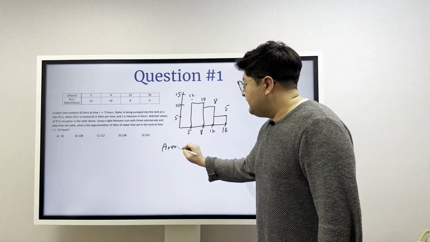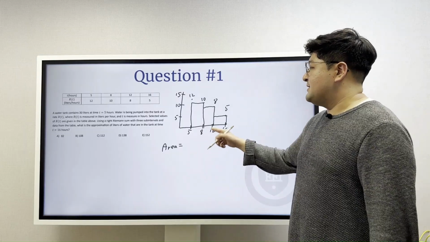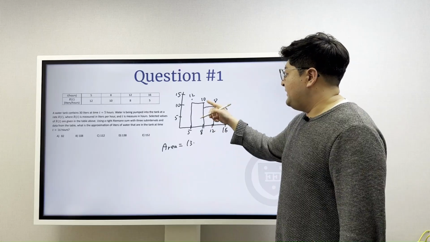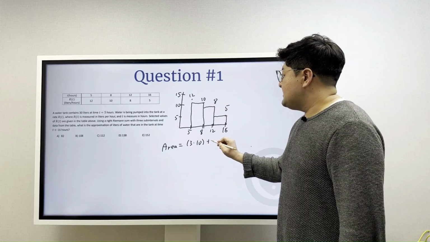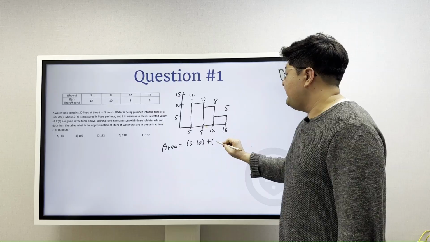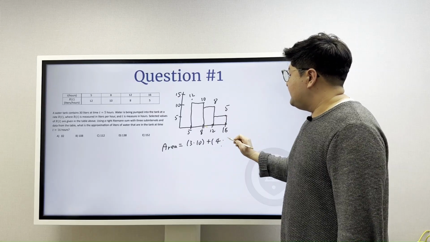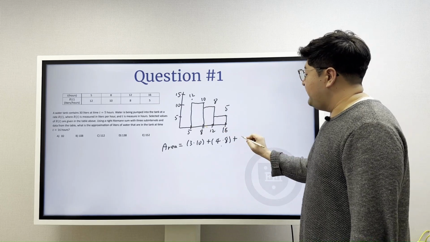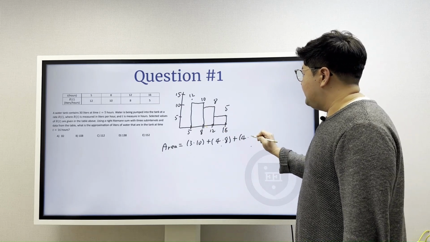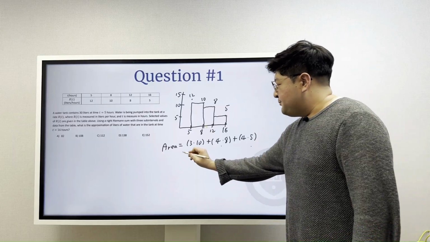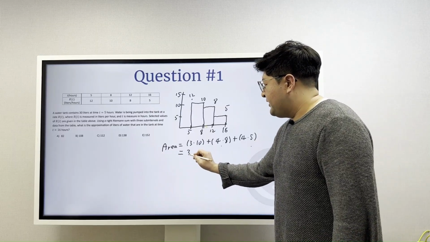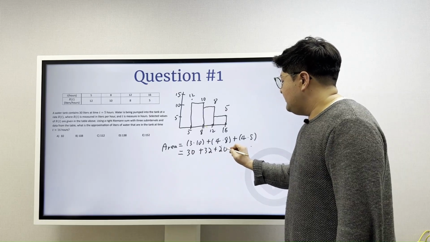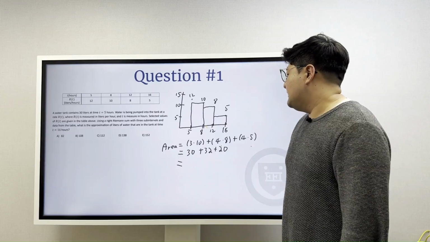So the area of the rectangles will be, again, width times height. The first rectangle here, width is 3, with the height of 10, plus the second one, the width is 4, and the height is 8. Now the third one, the width is 4, with the height of 5. So let's multiply them all and then add them all together. We got 30 plus 32 plus 20, and that gives us the sum of 82.